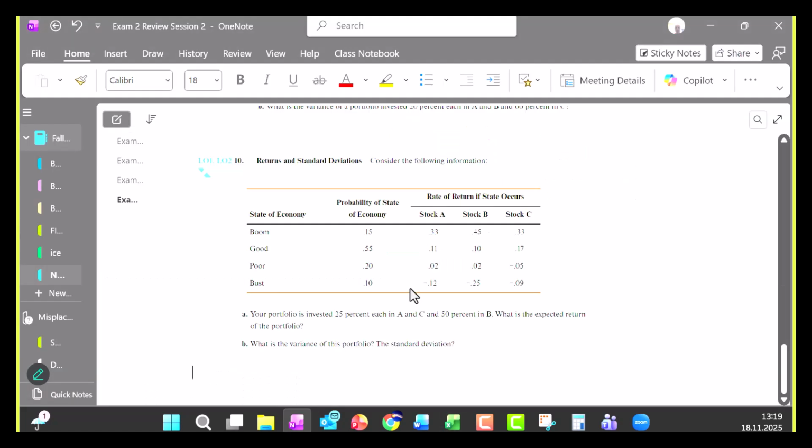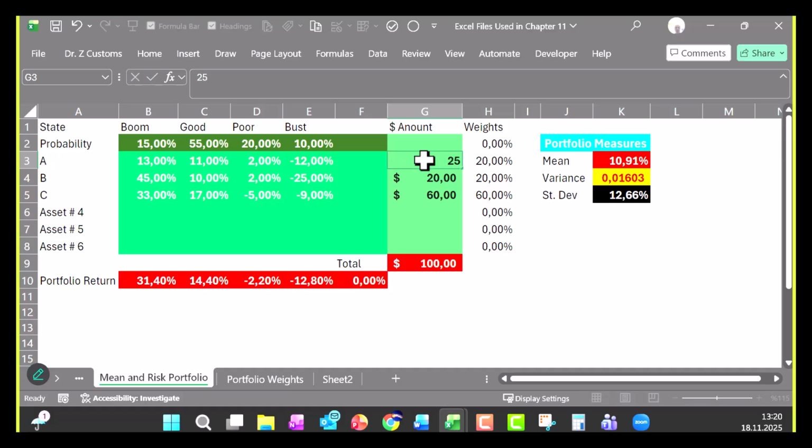That's the first question. 25% each in A and C, 50 in B. So 25, 25, 50. Just read them off. 1054 for the mean, whatever that number is in variance. Because variance by itself is not an interesting number, because units are square of the mean, but standard deviation is 12 and 51%.